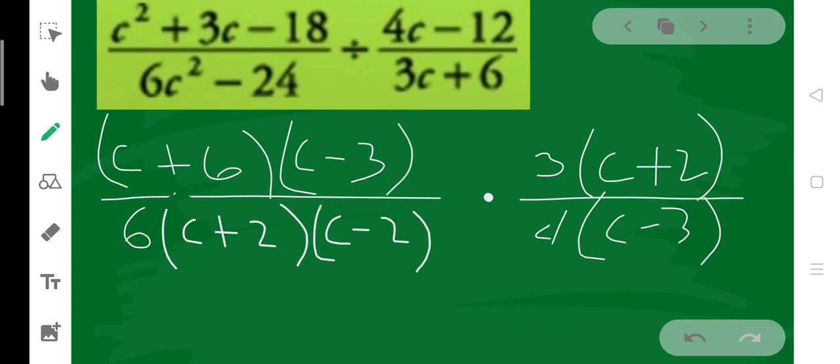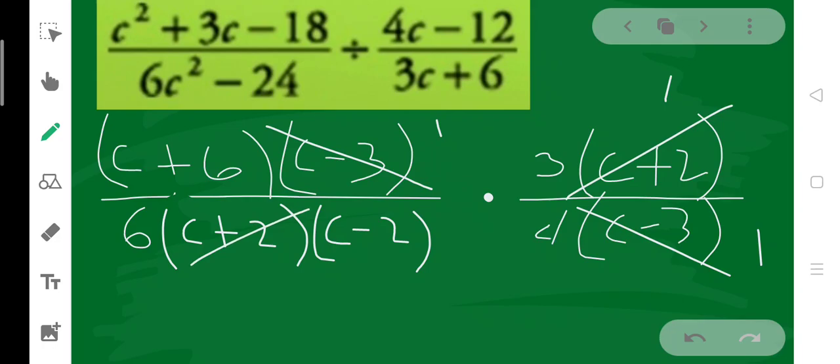Okay, so I can cancel out the common factors in the numerator and denominator. So we have c plus 3, c minus 3 rather. c minus 3 here, so this becomes 1. c minus 3 here becomes 1. We have c plus 2 becomes 1. c plus 2 becomes 1. Because we divide the common factor by that common factor. So c plus 2 divided by c plus 2, that's 1.